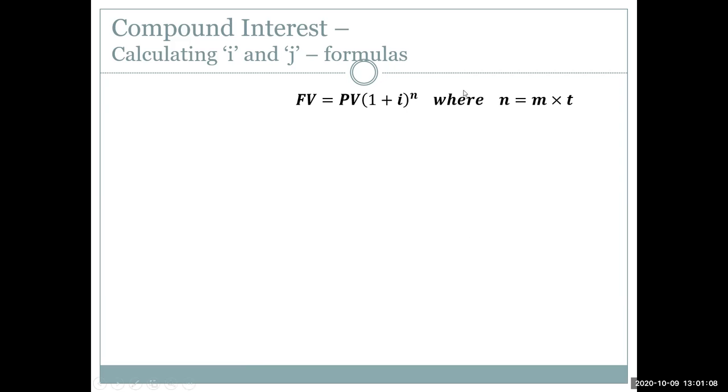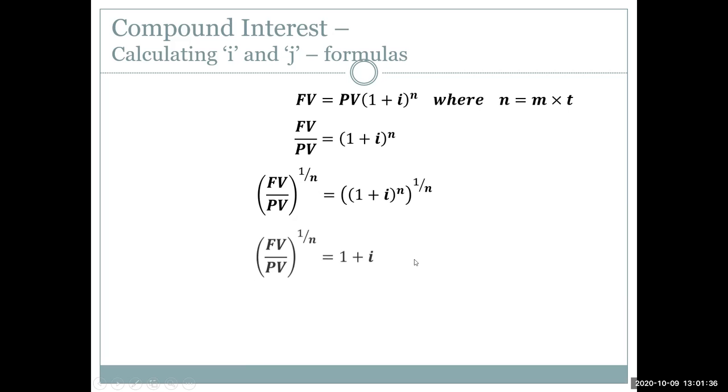Now here we have the equation with our four variables: future value, present value, our periodic rate, and our number of compounding periods. And remember, N is M times T. If we want to rearrange this to calculate some other values, let's divide each side by the present value. Let's then get rid of the exponent by raising each side of our equation to 1 over n. The left-hand side would stay future value over present value to the 1 over n.